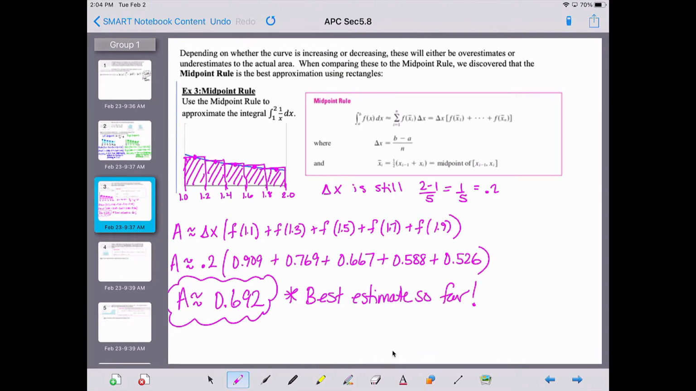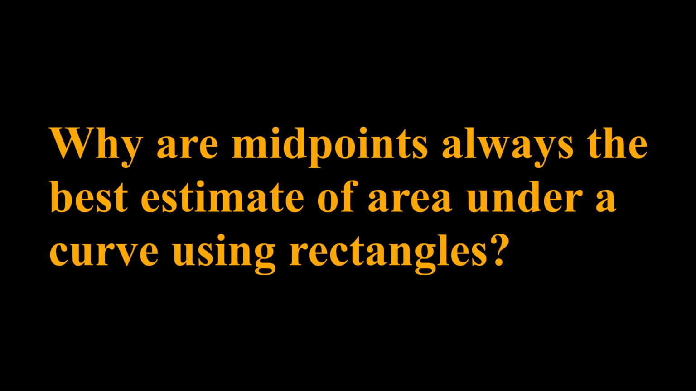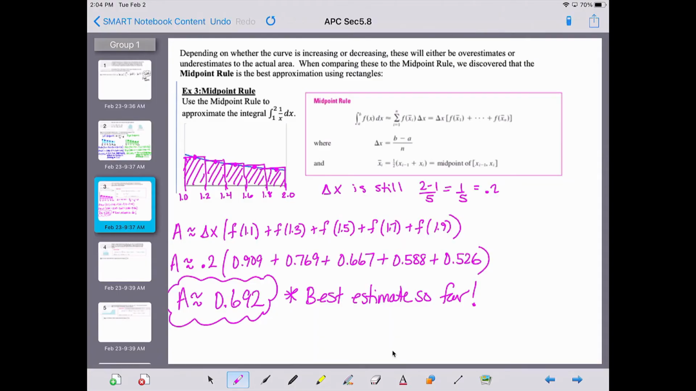Right? But we haven't learned anything new yet. I mean, we know that the exact value is 0.693, but as far as approximating area under the curve, left endpoint rectangles, right endpoint rectangles, and midpoint rectangles is all work that we have experienced previously. So now it's time to learn something new.